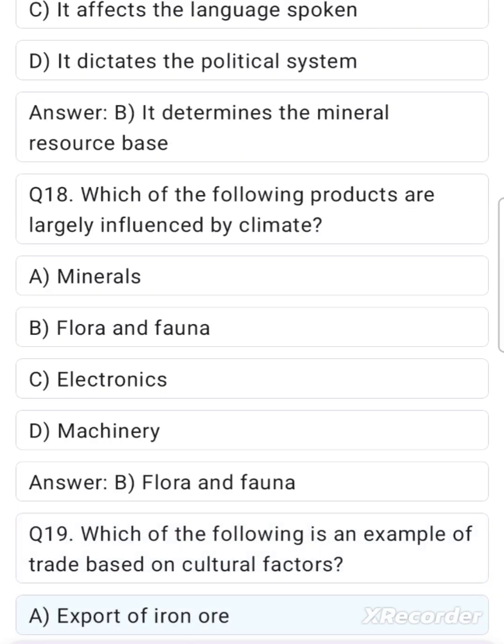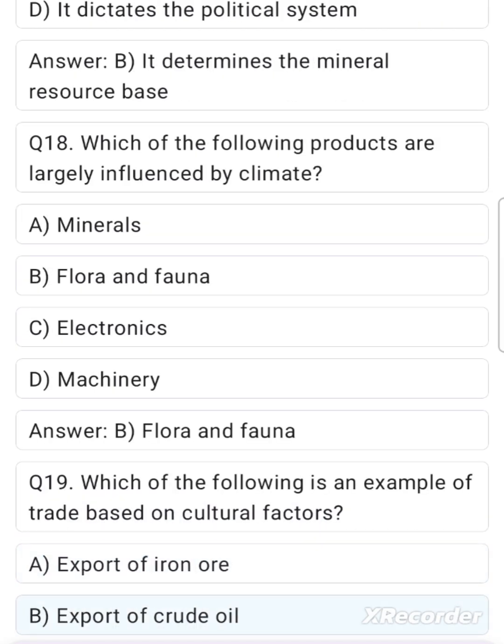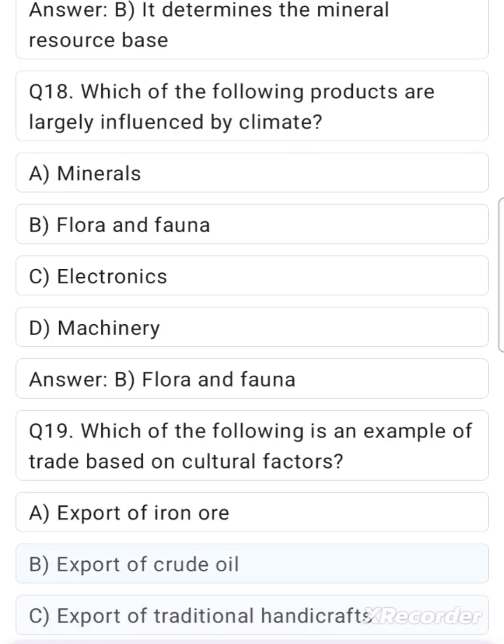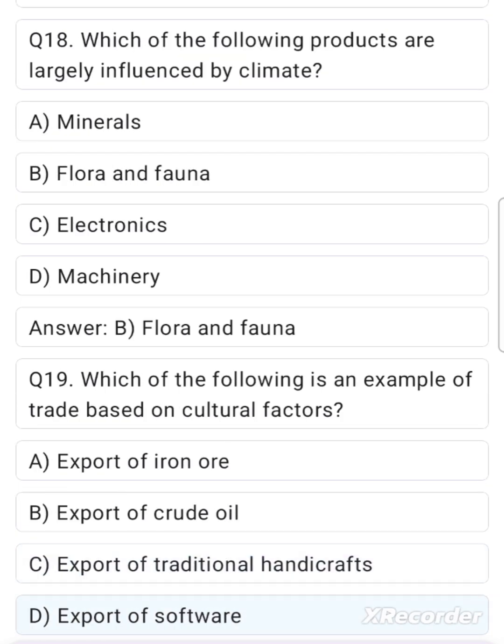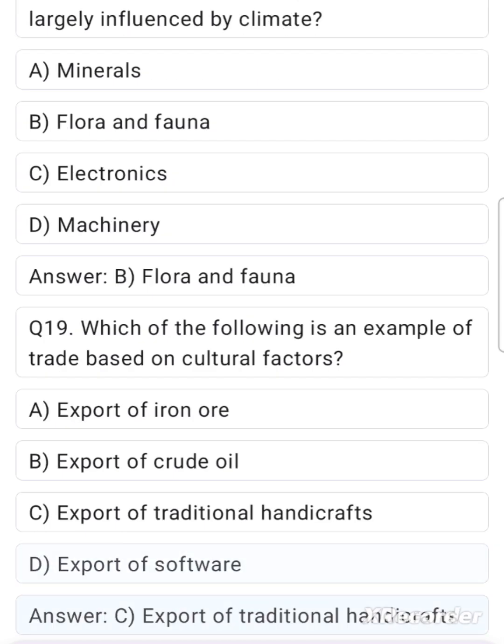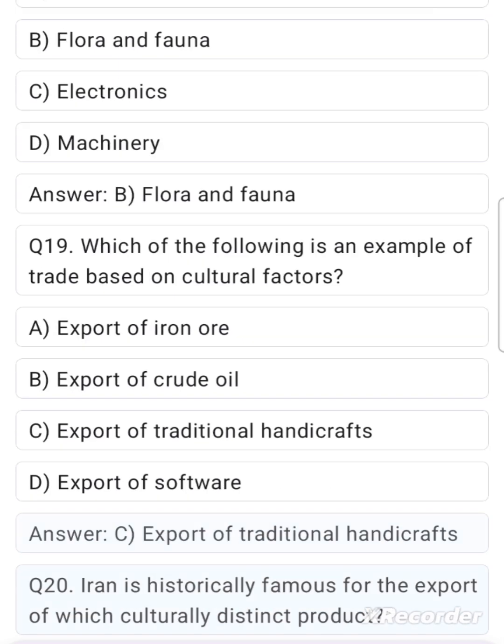Q19. Which of the following is an example of trade based on cultural factors? A. Export of iron ore. B. Export of crude oil. C. Export of traditional handicrafts. D. Export of software. Answer. C. Export of traditional handicrafts.